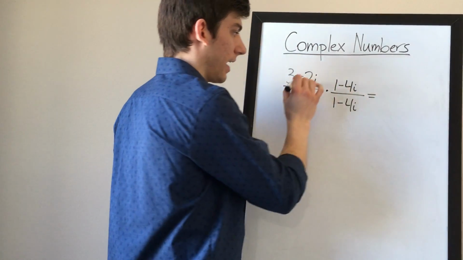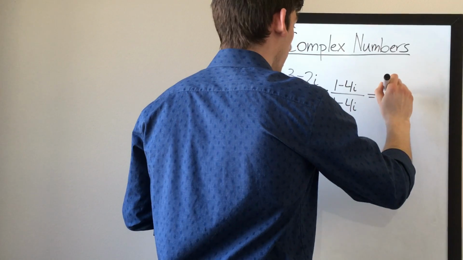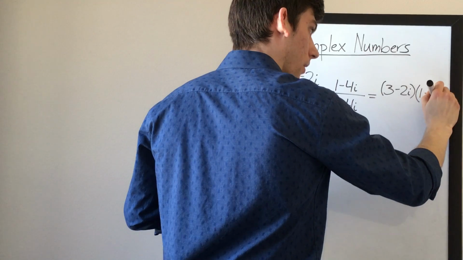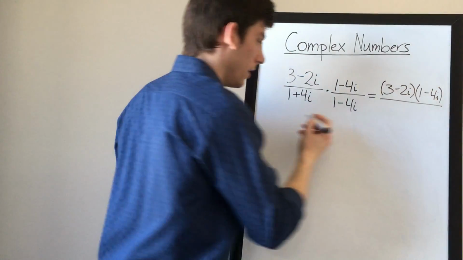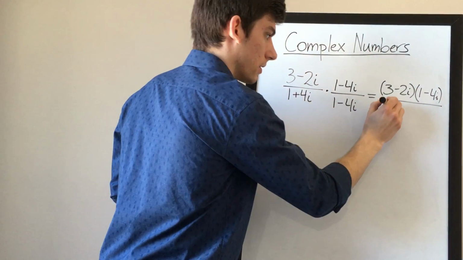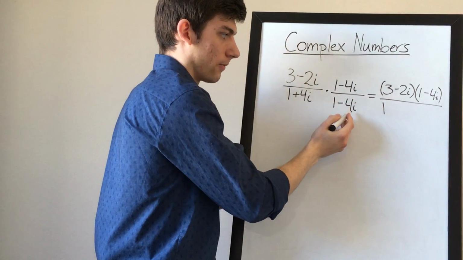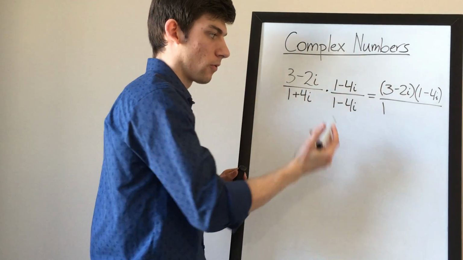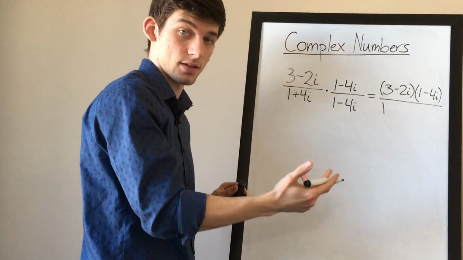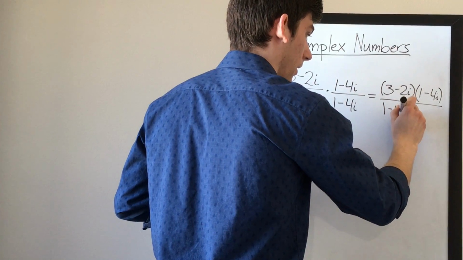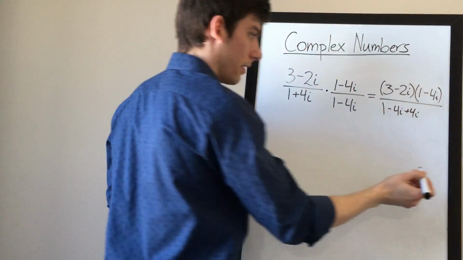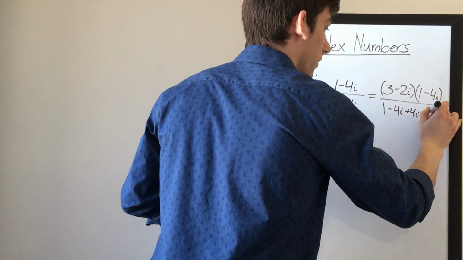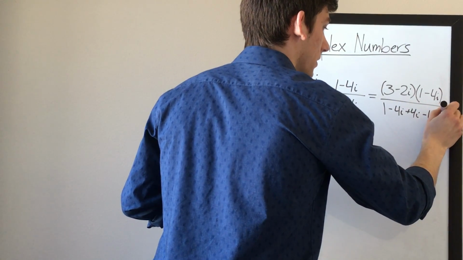So what's that going to come out to? Again, I don't want to deal with the top yet, so I'm just going to write that down as 3 minus 2i times 1 minus 4i, okay? All over, let's go ahead and multiply this out. So 1 times 1 is just 1. 1 times negative 4i is negative 4i. 4i times 1 is 4i. So again, those middle terms are going to cancel out, right? So you're going to have negative 4i plus 4i, right? And finally, 4i times negative 4i is, of course, going to be negative 16i squared.